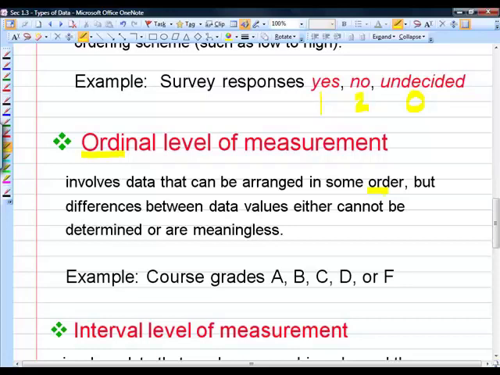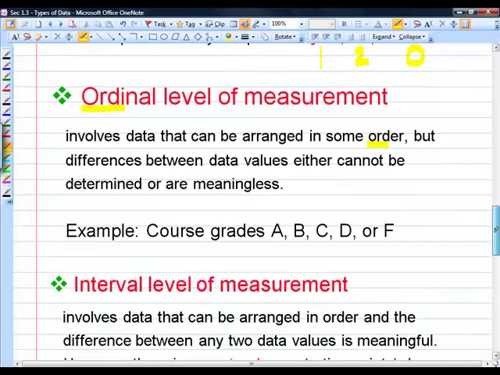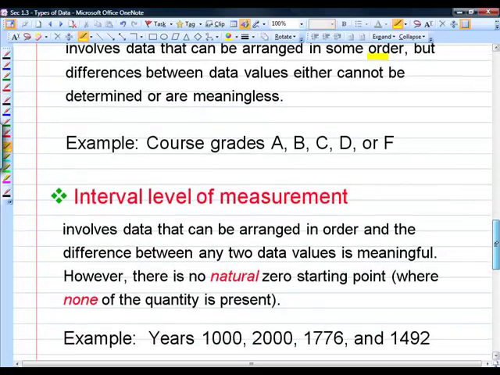So the grades in the school or the letter grades assigned in a course are examples of ordinal levels of measurement. This is just kind of a step up from nominal. So now we have order. Nominal are names, we just have categories. Ordinal, we have order. There's order, but subtraction doesn't make sense.